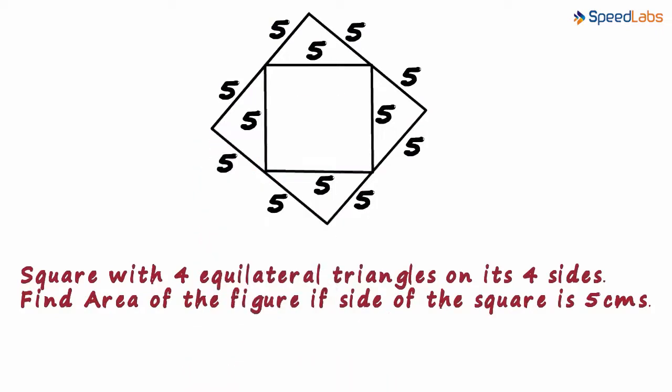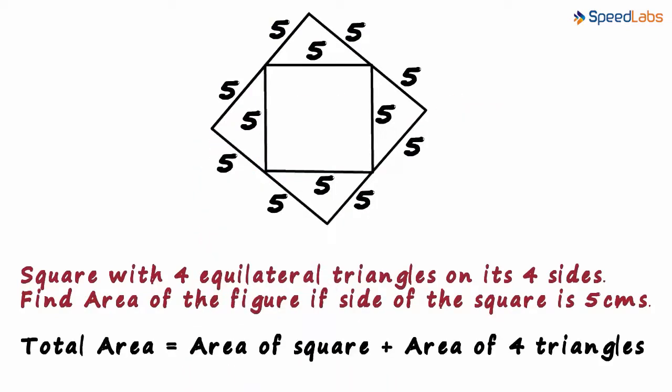So the total area of this figure will be the area of the square plus the area of the 4 triangles. For the perimeter, however, we just considered the outer edges and ignored the edges of the square.